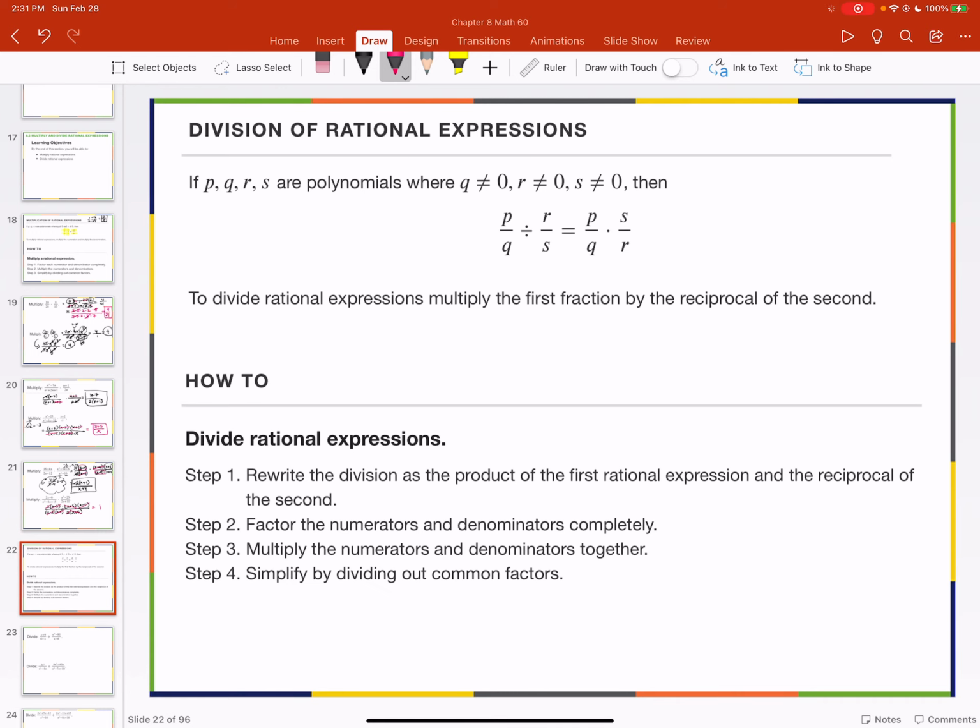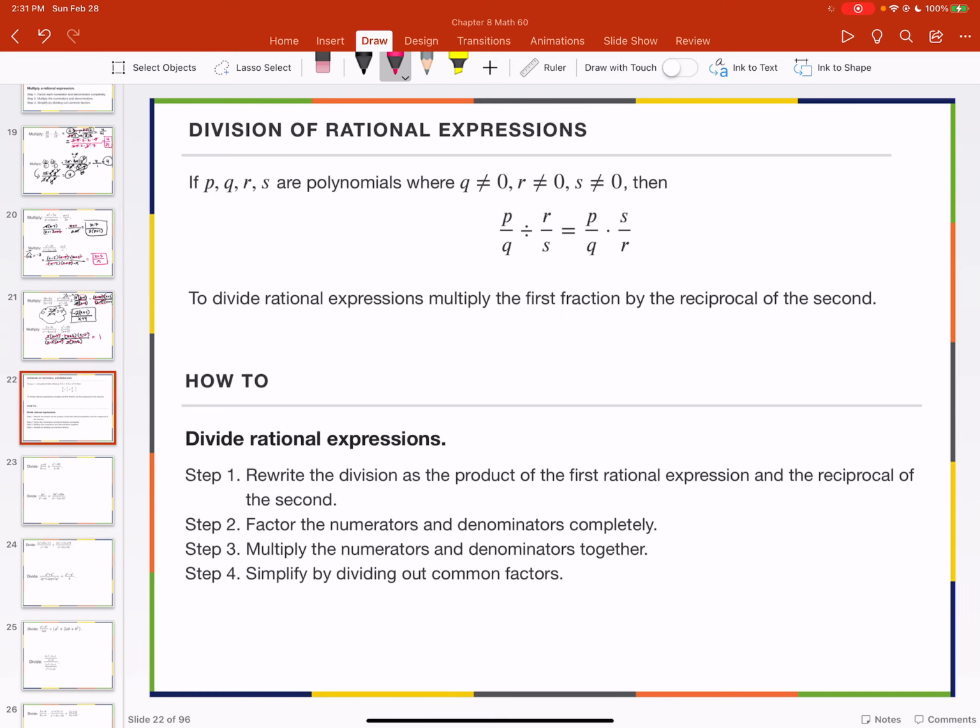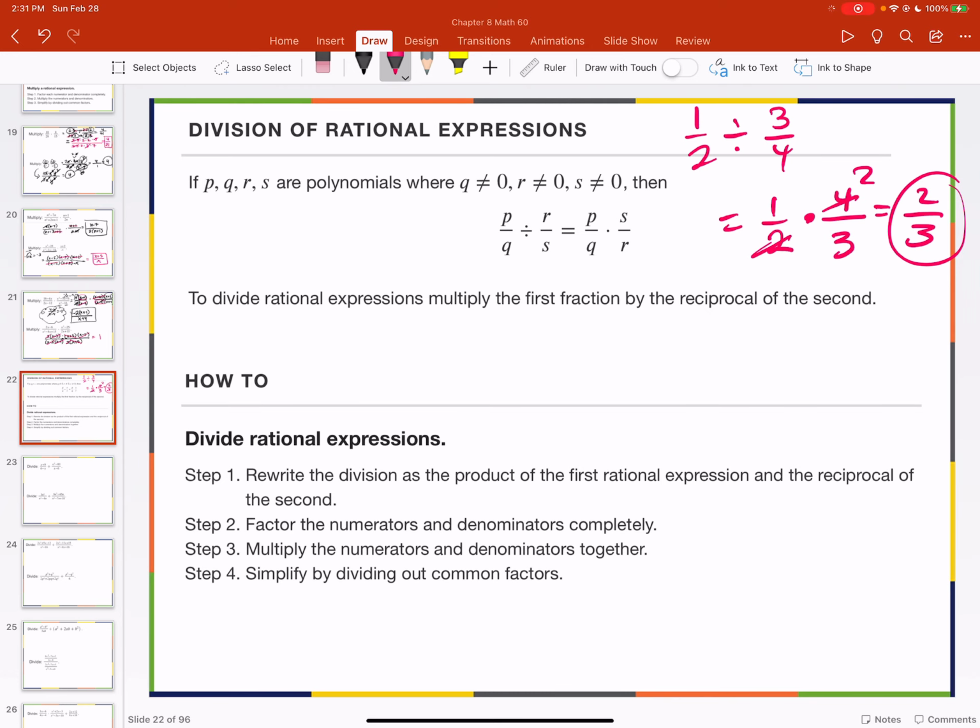Okay, so division of rational expressions. Dividing rational expressions is basically, remember, just like fractions. If you have 1/2 divided by 3/4, you keep the first one, you change it to a multiplication problem, and you flip the second fraction. So that's going to be 2/3.